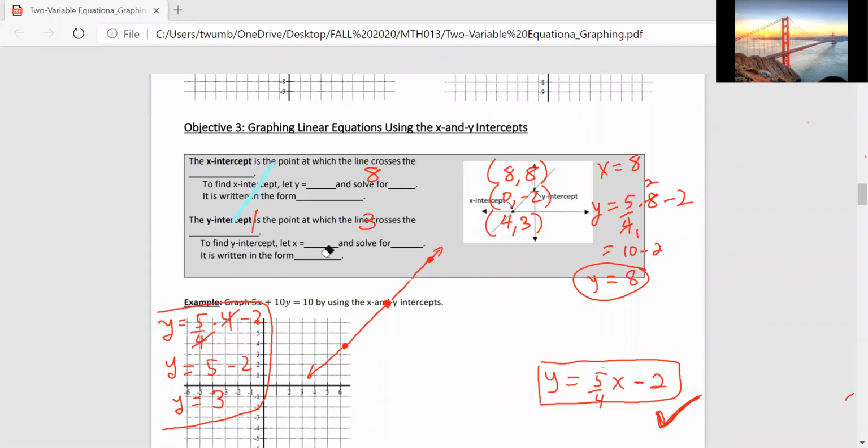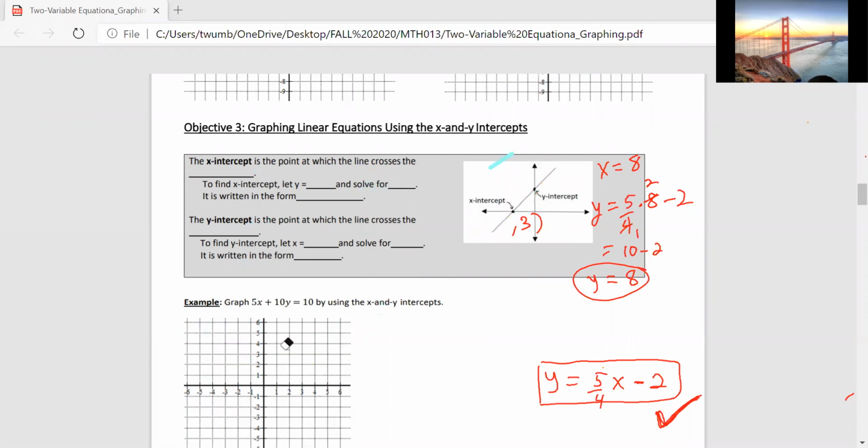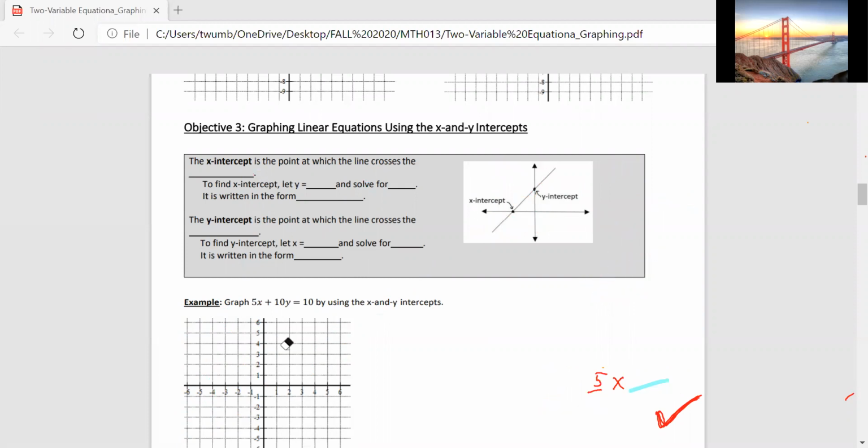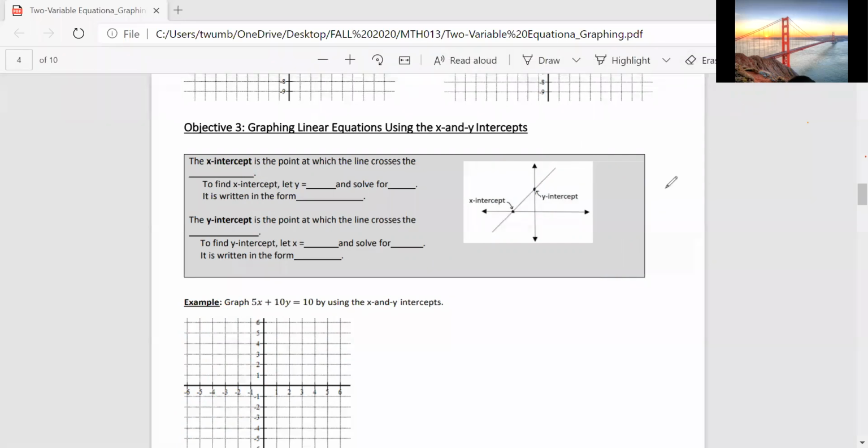Let me erase everything else here so we can see what the next thing is. Now, in this particular objective, we're talking about graphing a linear equation using the x and y intercepts. The x and y intercepts. And this is what has been designed here for you. This is the x here. This is the y here.